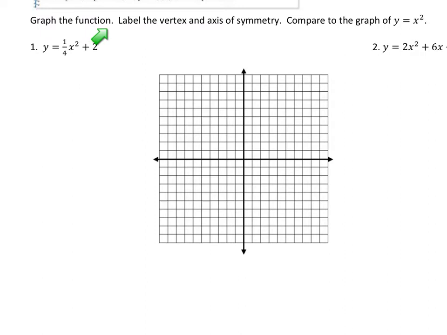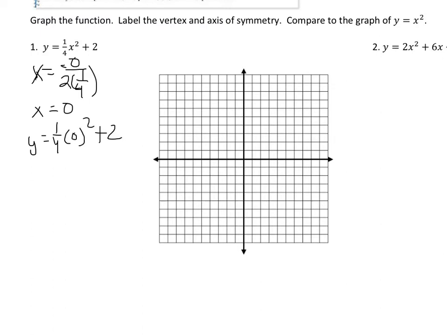It says graph the function, label the vertex and axis of symmetry, and compare to the graph of y equals x squared. Step 1, find the vertex. x equals negative b divided by 2a, so you get x equals 0. Now plug that in. y equals 1/4 times 0 squared plus 2, so you get y equals 2. So you now have the point 0, comma 2.